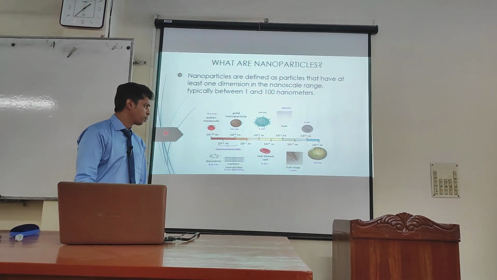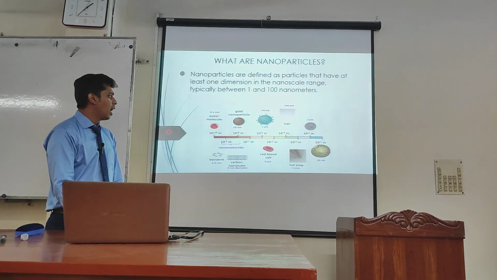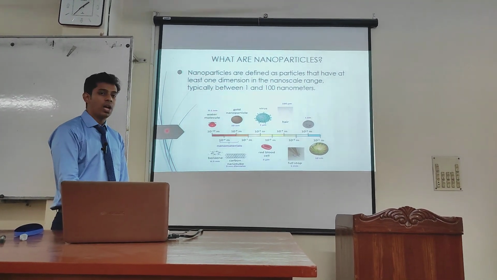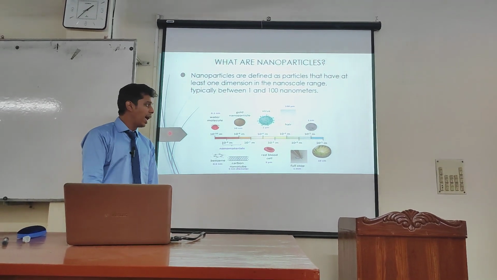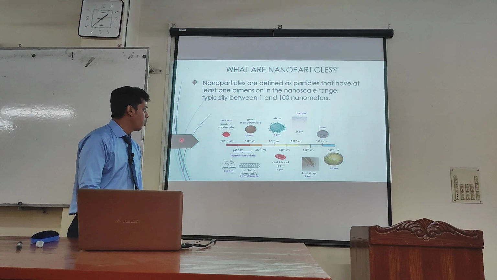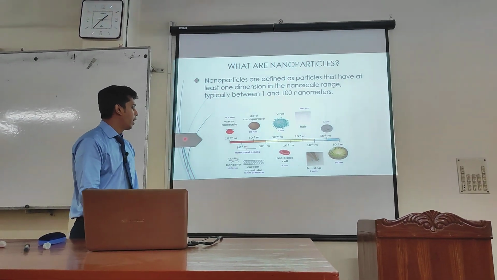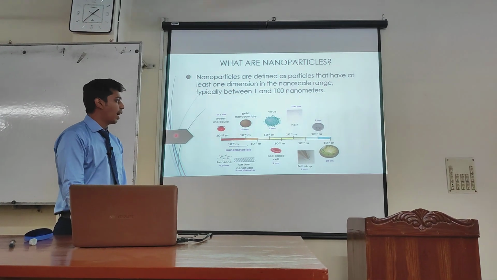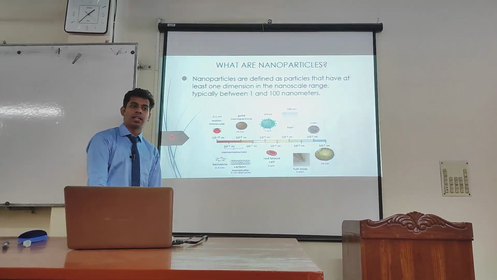Here, I have tried to show a picture for the comparison of the size of nanoparticles with the size of other particles. If you look at the picture, we can see the size of the coin is about 10 to the minus 2 meter, the hair is about 10 to the minus 4 meter, and the size of a virus is about 10 to the minus 6 meter. But the size of a gold nanoparticle is 10 to the minus 8 meter. So we can see that the nanoparticle size is very small compared to the other particles.